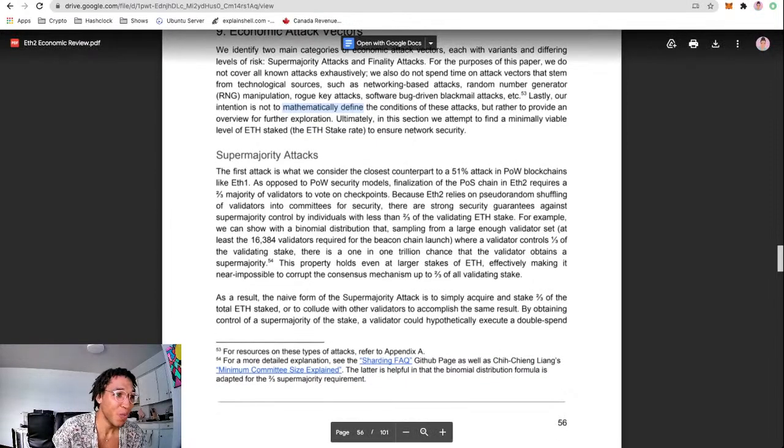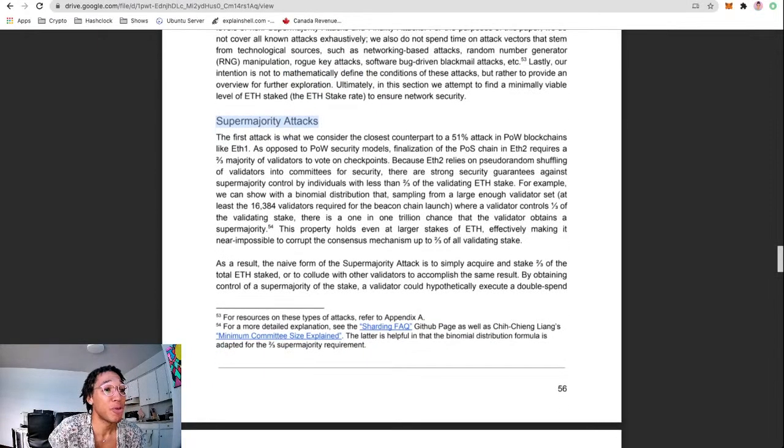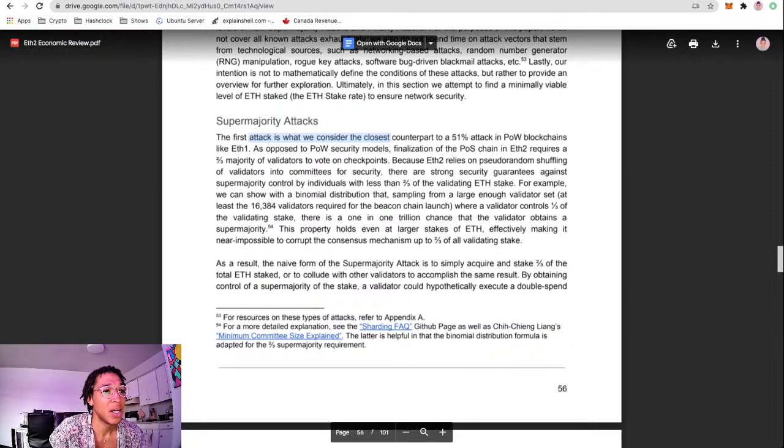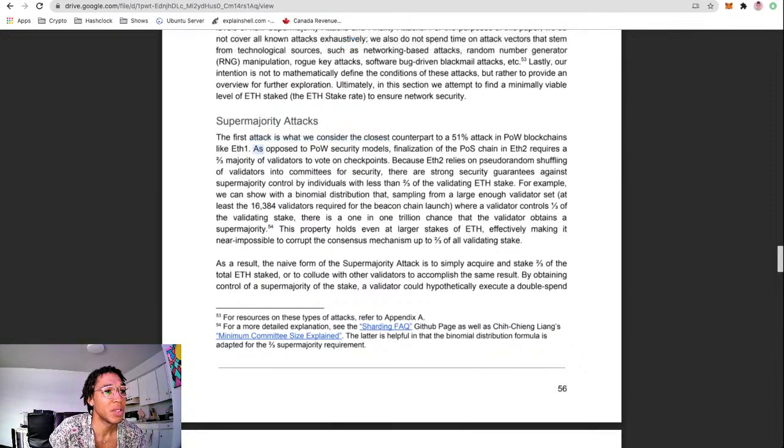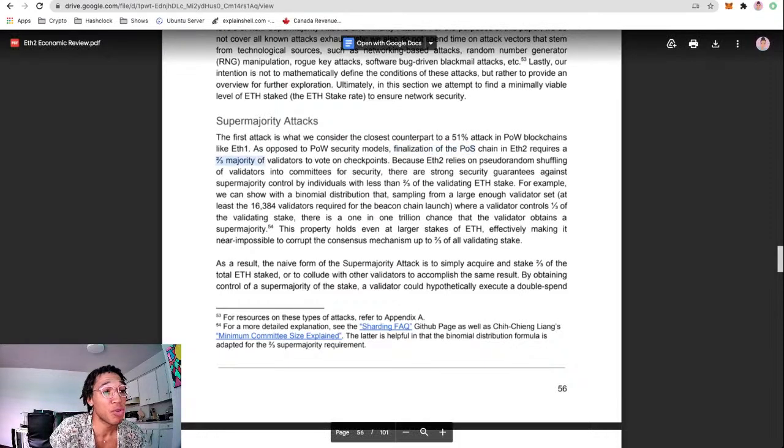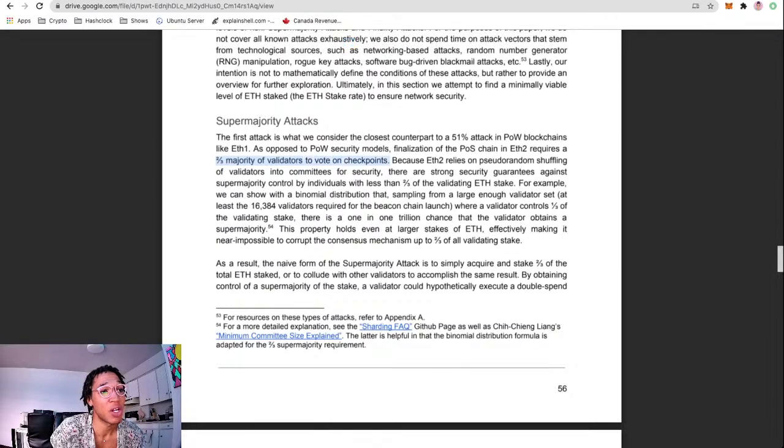Okay. Supermajority attacks. The first attack that we consider is what we consider the closest counterpart to a 51% attack in POW blockchains like ETH1. As opposed to POW, which is the proof of work security model, finalization of the POS, proof of stake chain ETH2, requires a 2/3 majority of validators to vote on checkpoints.